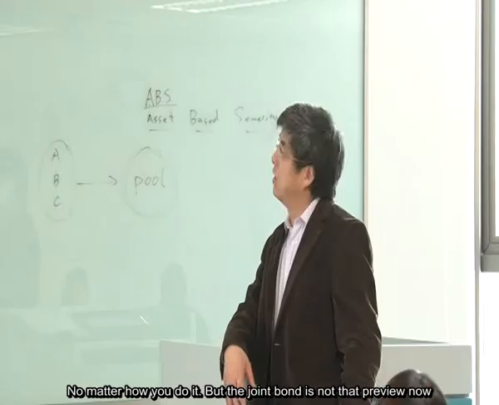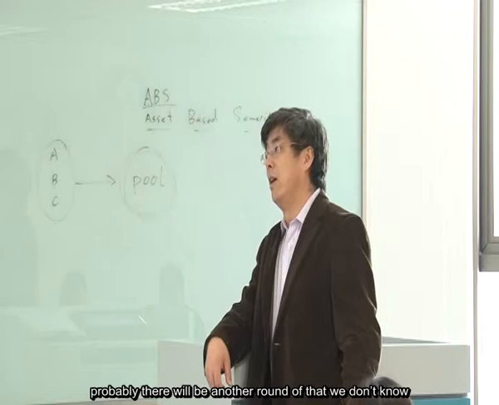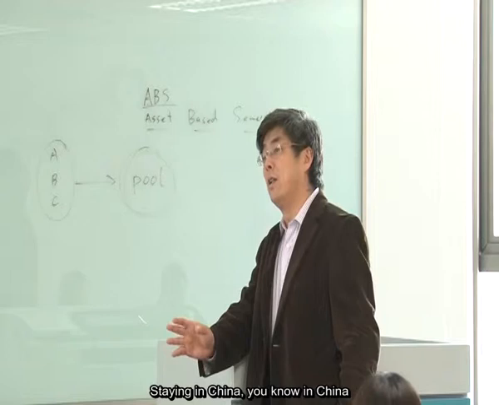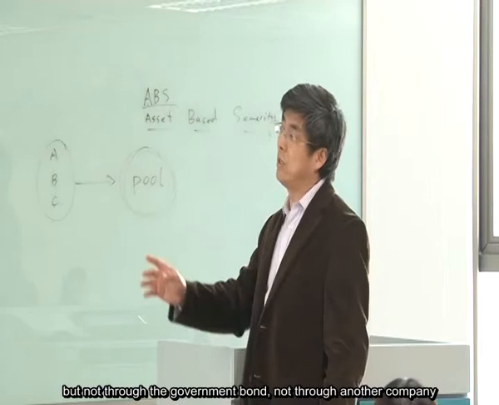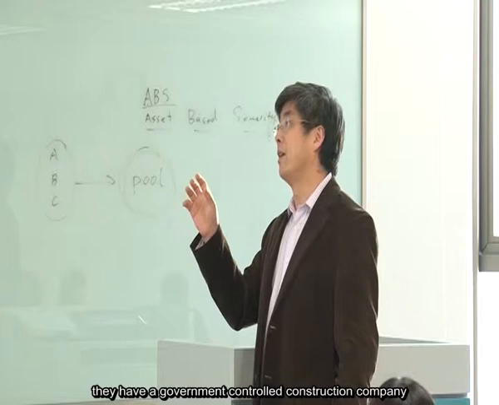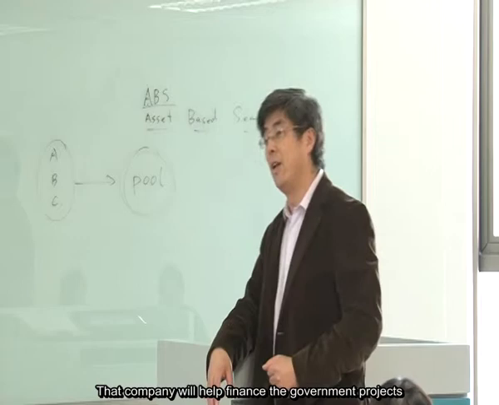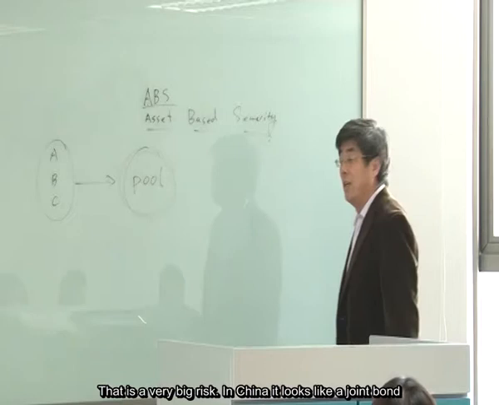The junk bond, not that prevail now. Probably there will be another round of, we don't know, especially in China. In China, the local government invests a lot of money, but not through the government bond, but through another company. Every city government in China has a government-controlled construction company. That company will help finance the government project. That is a very big risk in China. It looks like a junk bond.